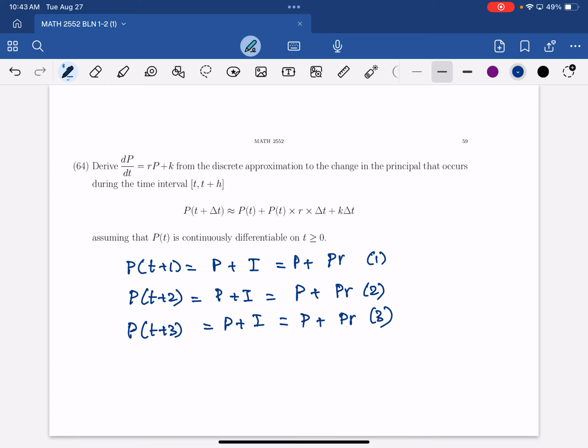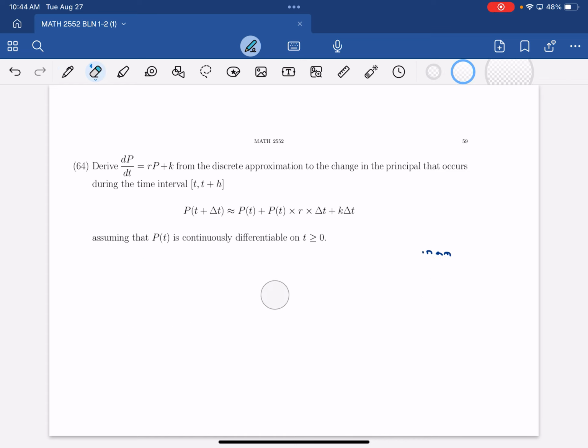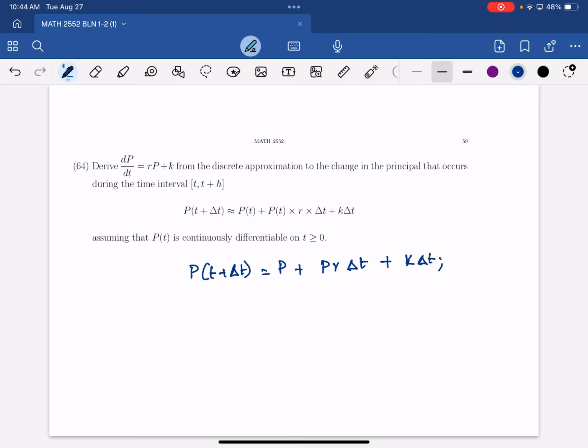Now let's say every month you want to add some amount of money, like $100. So it's going to be $1,200. Every year you're adding $1,200 to your account, so whatever is accumulating plus 1,200. Are you with me on that? In general terms, you would write P of T plus delta T as the principal plus the interest PR delta T plus the additional amount that you're investing per year. Is that clear?